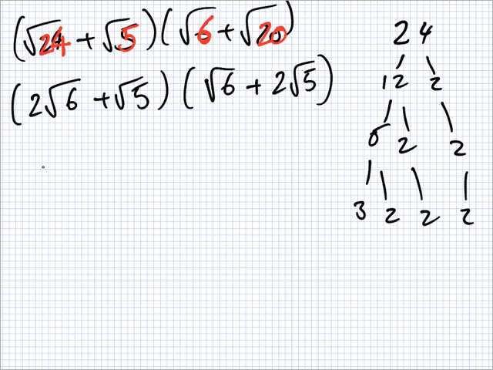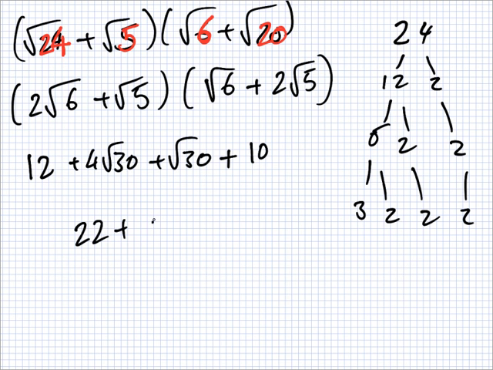2 root 6 by root 6 would be 12. 2 root 6 by 2 root 5 is 4 root 30. Plus root 30, plus 10. 22 plus 5 root 30. That's as simple as it's going to get.